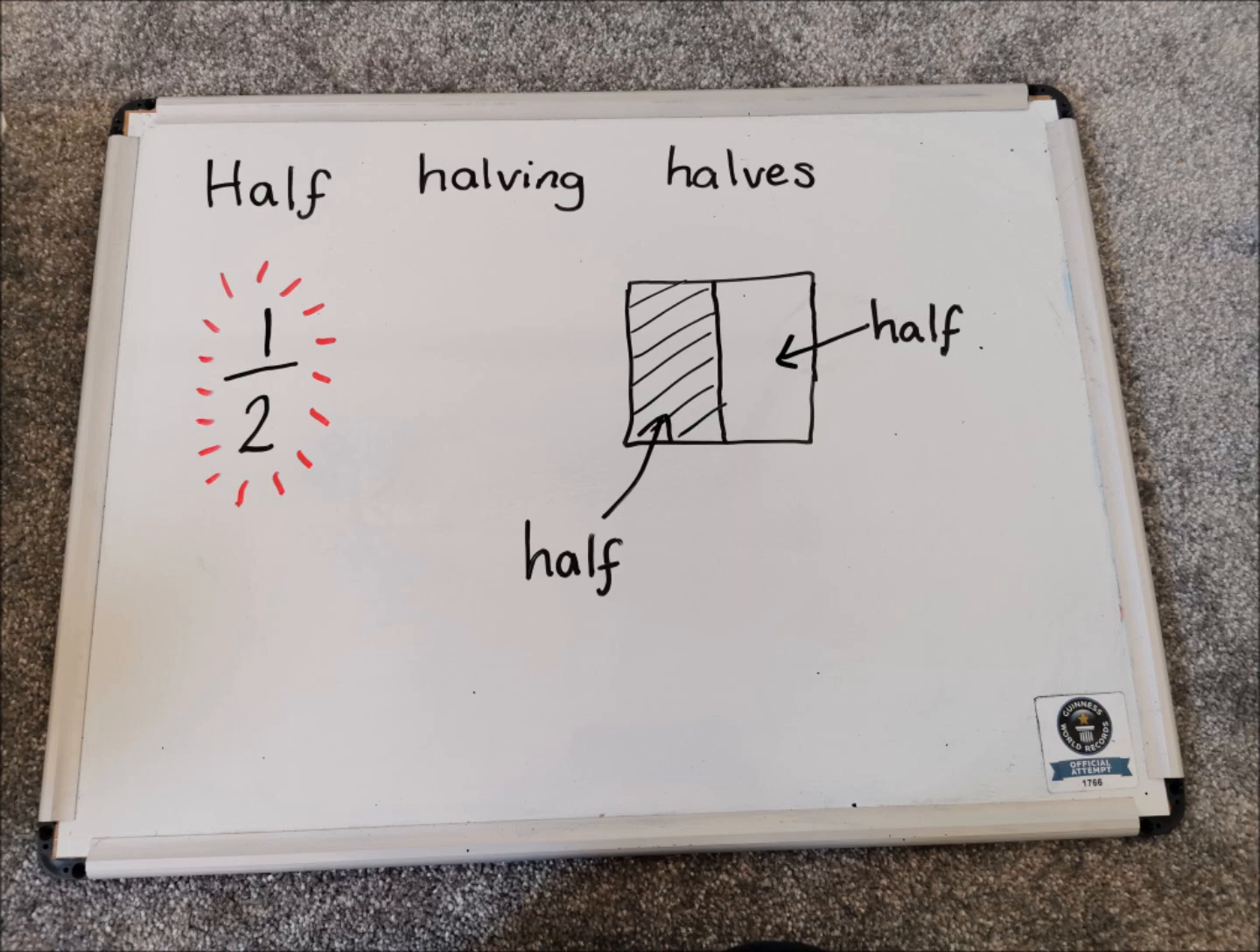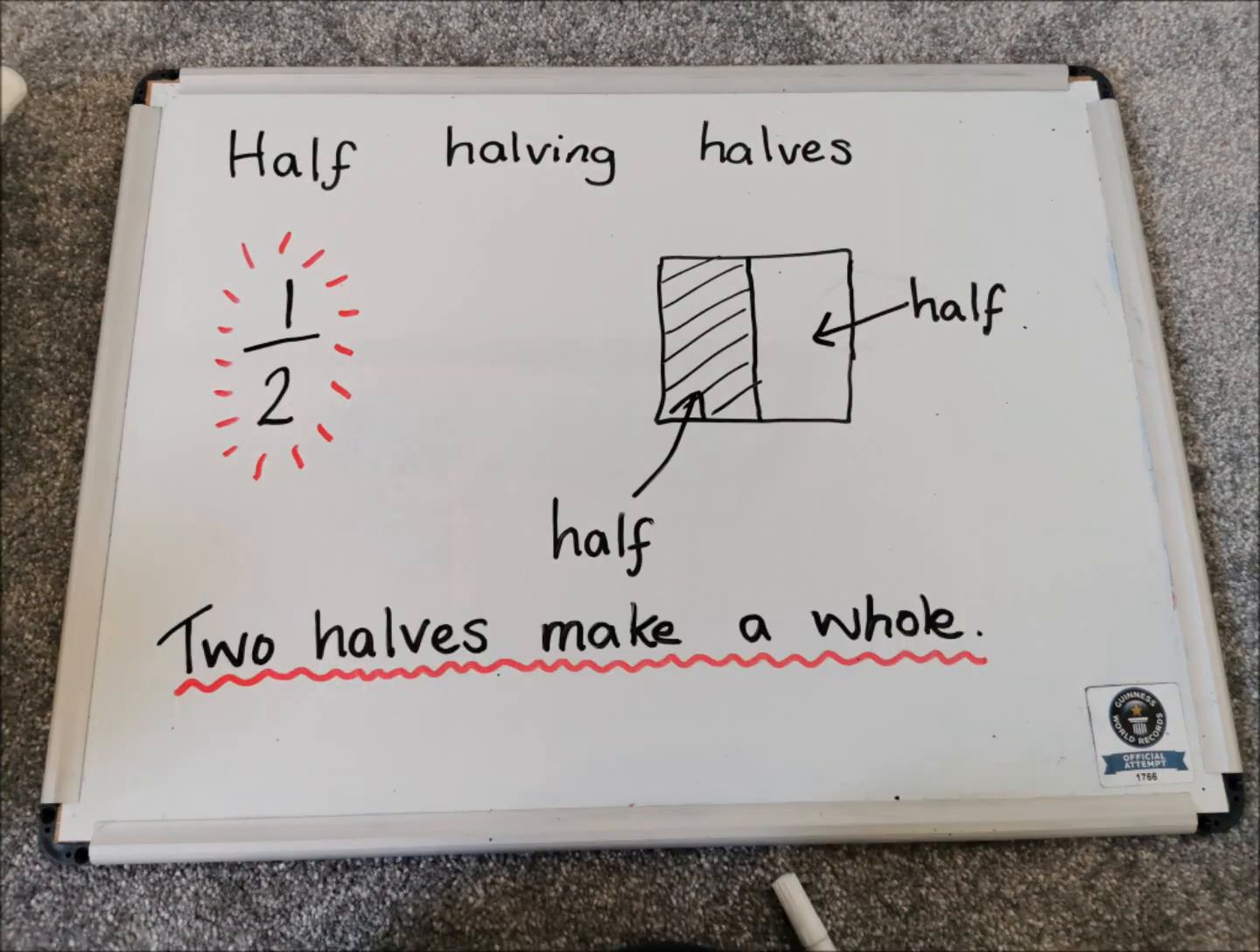So that means the square, or the shape, has been cut into 2 sections, and each section we call a half. The 2 halves make one whole thing. So if we add a half and a half together, we get one whole shape. So in this example, we add a half and we get the square back together. So 2 halves make one whole thing, one whole shape.